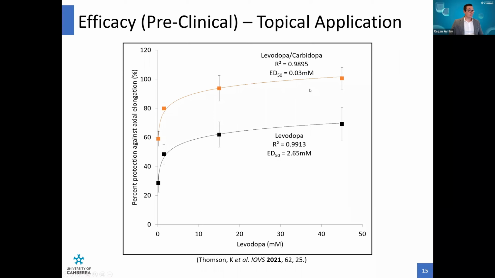However, after playing around with the formulation and including carbidopa in our formulation, what you can see here is that we got a much more effective protection against the development of experimental myopia. And by our second highest and highest dose, we were able to abolish the development or the axial elongation associated with experimental myopia. So we had a topical formulation that clearly could penetrate the cornea, could penetrate to the retina and stimulate a significant amount of synthesis and release of dopamine from the retina.